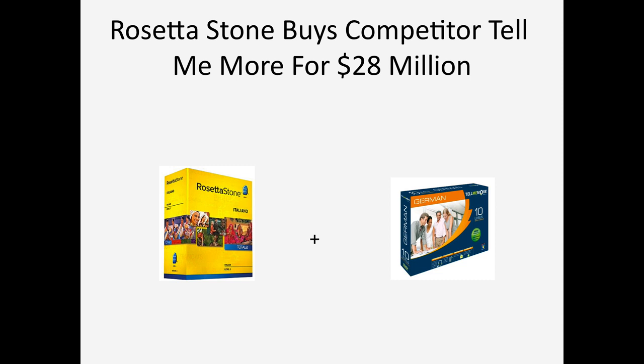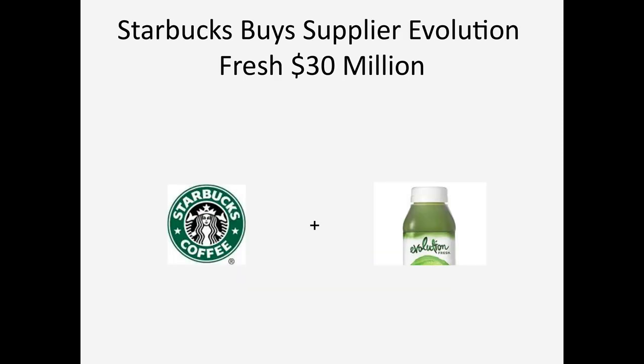Rosetta Stone bought a European language company. They bought them for $28 million. Why did they do that? Well, Rosetta Stone has great market share in North America and some of the other markets around the world, but they're not really dominating as well as they usually do in Europe. Their acquisition, Tell Me More, was a company that they acquired because it was doing very well in Europe. So sometimes acquisitions are geographically motivated, where company A buys company B for better access to a geographic market.